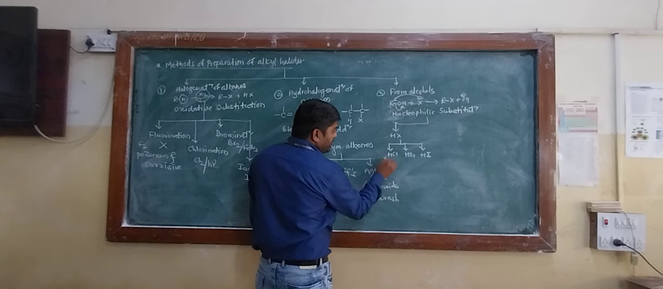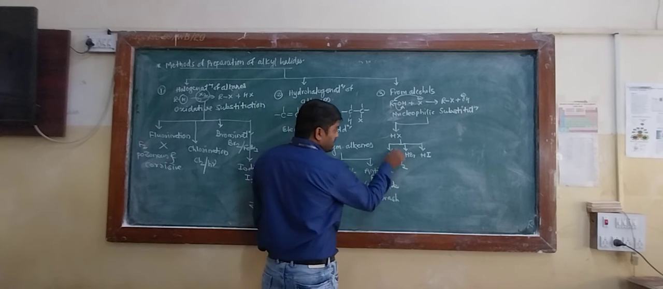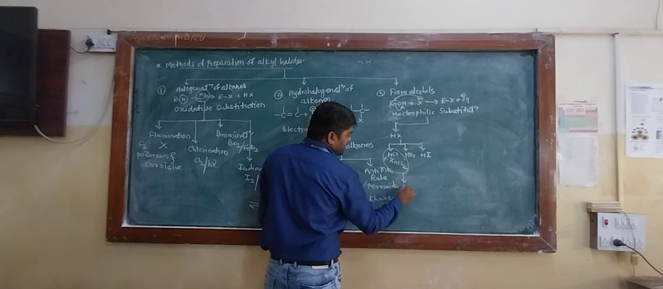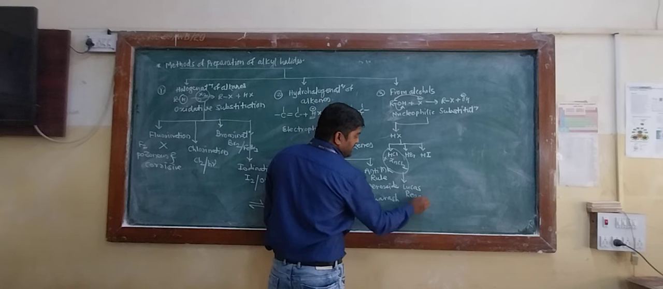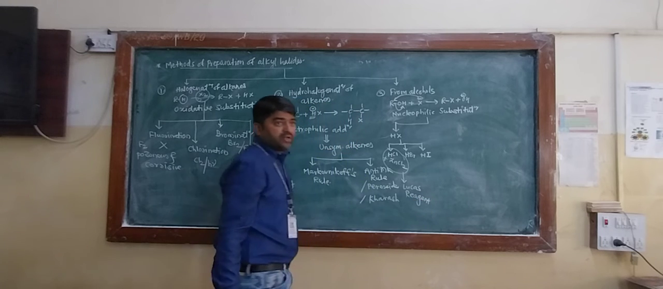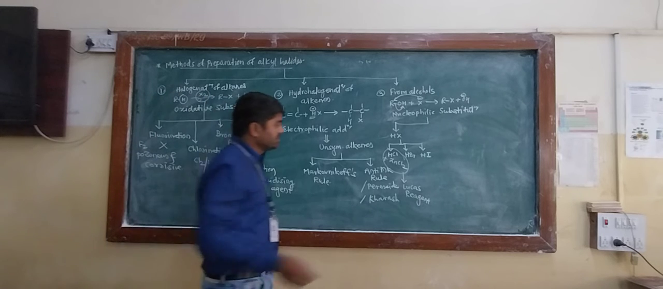HCl is used along with anhydrous ZnCl2. This reagent is called the Lucas reagent. The use of Lucas reagent is to distinguish primary, secondary and tertiary alcohols.